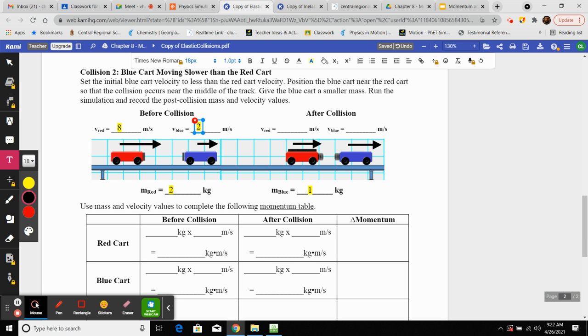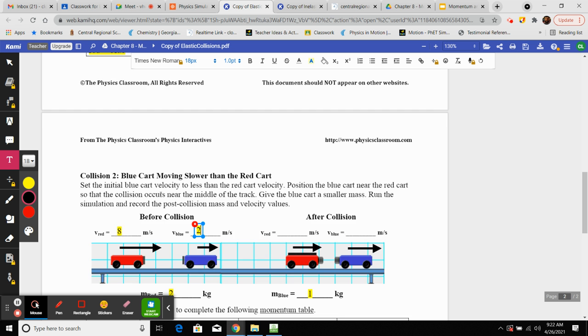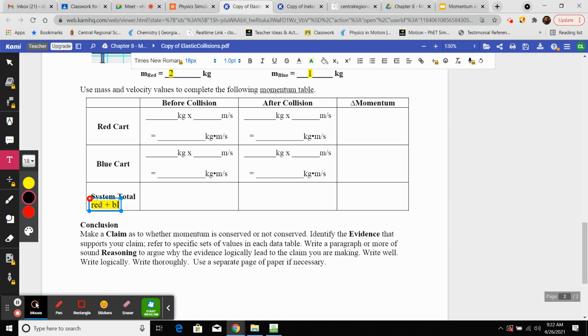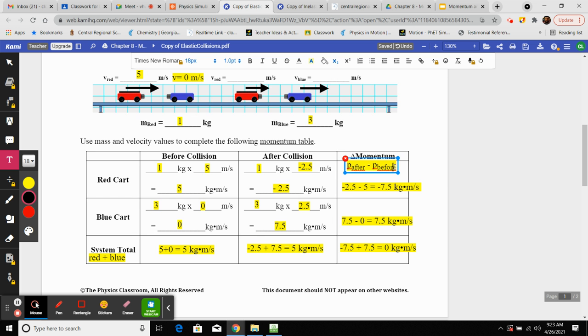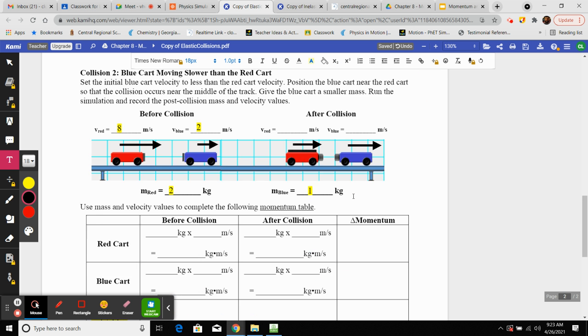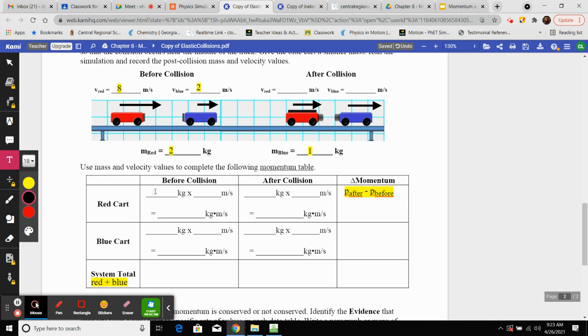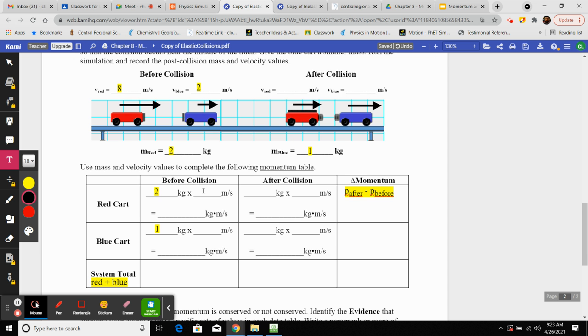And okay, give the blue car a smaller mass. So the blue is 1 instead of the red being 2 kilograms. Okay. So you guys have the information needed. I would do this though. Under system total, I'd write red plus blue. And under change in momentum, I would go up and I would copy this thing and paste it there. And then you can fill at least the before column in. So the red car should be 2 for the mass, the blue car should be 1, the red car speed should be 8, the blue's should be 2.